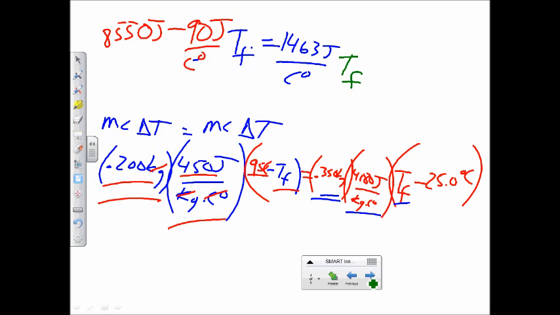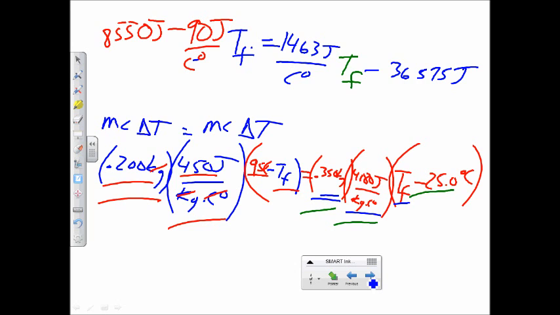And then we've got to go this times this times this. So 0.35 times 4180 times 25. And that comes out to be minus 36575, and that's joules.